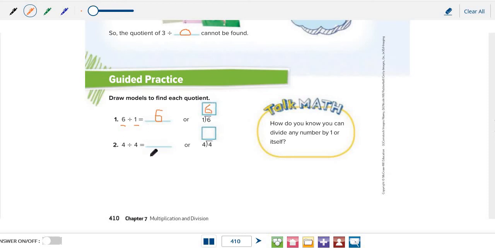4 divided by 4 equals 1. If there are 4 apples and 4 persons, how many apples will each person get? Yes, each person will get 1 apple. So 4 divided by 4 equals 1. Draw your own model in this space, grade 3.